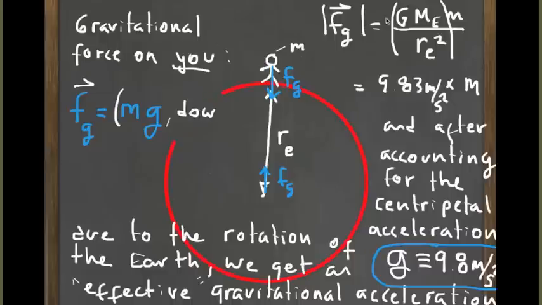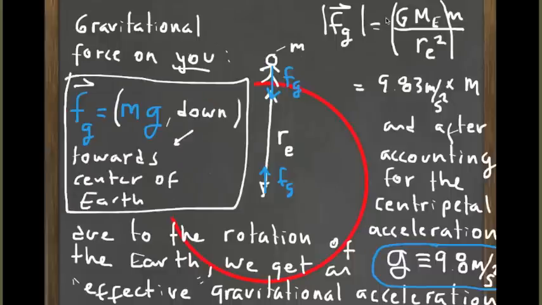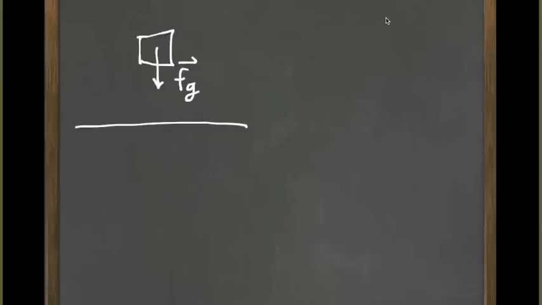So you can see that the force of gravity acting on you, we can express it as a vector with a magnitude mg, with g 9.8 meters per second squared, and the direction we can say it's down, that is towards the center of the Earth. So now let's use this to figure out the acceleration of an object that is in free fall.